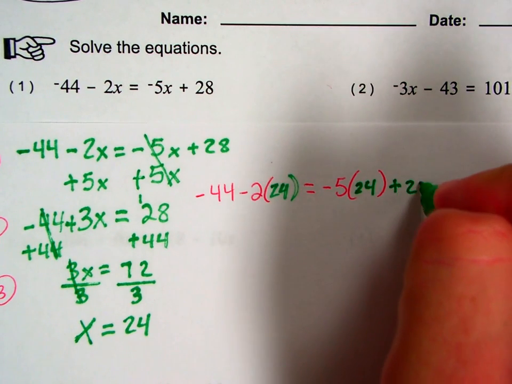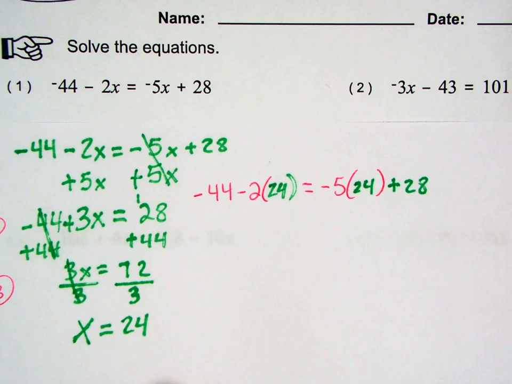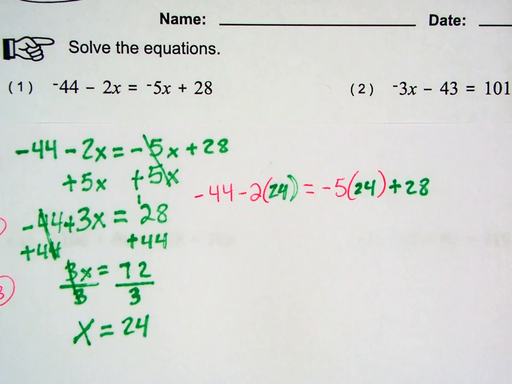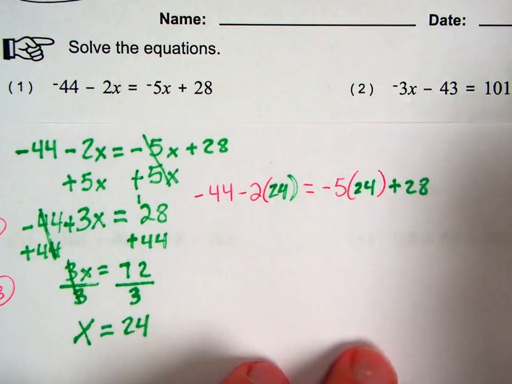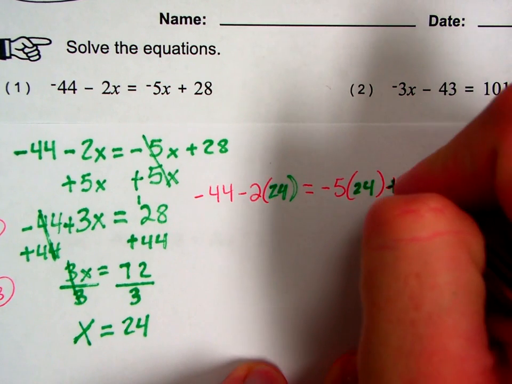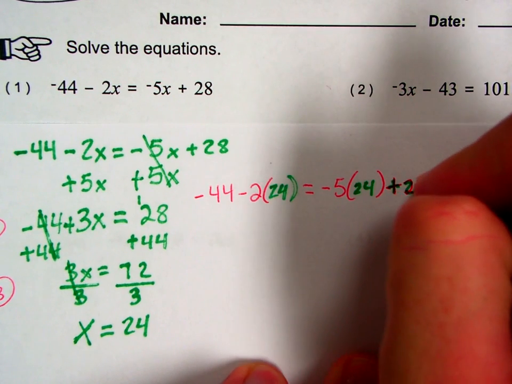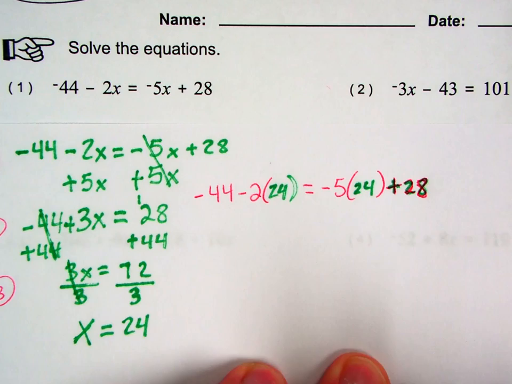plus 28. Oh, I didn't stay consistent there, did I? Well, if you expect consistency, you're going to have to pay a little extra. Let's call that 28 right there.